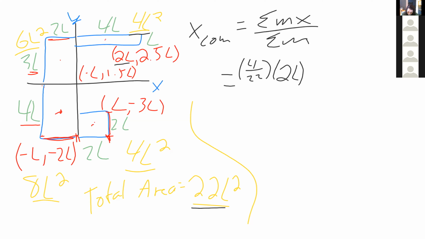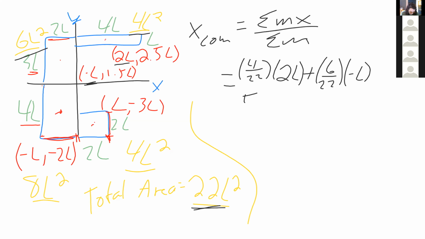And then we'll add for the next plate in the upper left, our x coordinate is -L, and our mass will be 6L squared on 22L squared. So that'll be 6 on 22 times -L. The positive and negative is important because you could be in the positive or negative x for your center of mass. Next plate, I'm going to run out of room here, so I'm just going to do plus down here. This is all, of course, on top of this fraction.